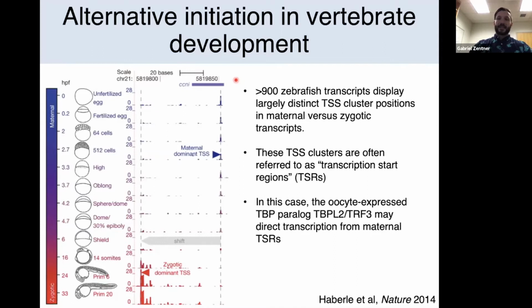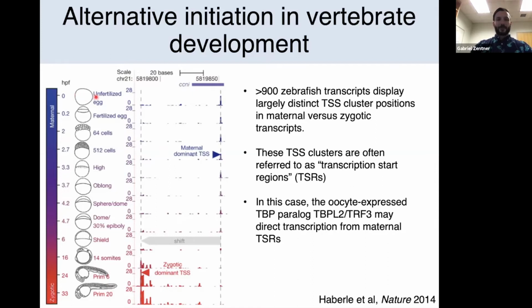A really striking and large-scale example of alternative initiation happens during zebrafish development. So what we're looking at here is a time course of CAGE signal. CAGE is a technique for mapping transcription start sites I'll tell you a little bit about later. So we're looking at genome browser tracks for a rather short segment of the zebrafish genome encompassing the upstream region of the CCNI gene.